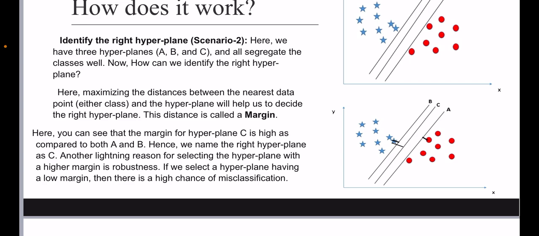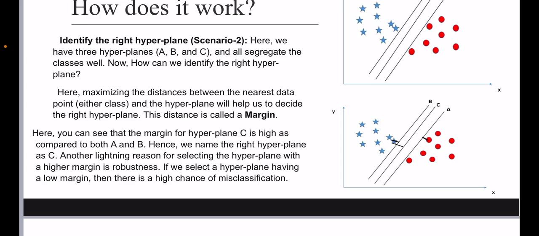Identify the right hyperplane, scenario 2. Here we have three hyperplanes A, B, C and all segregate the classes well. Now how can we identify the right hyperplane? Here, maximizing the distance between the nearest point and the hyperplane will help us decide the right hyperplane. This distance is called margin. Here you can see the margin for hyperplane C is high as compared to both A and B. Hence, we name the right hyperplane as C.